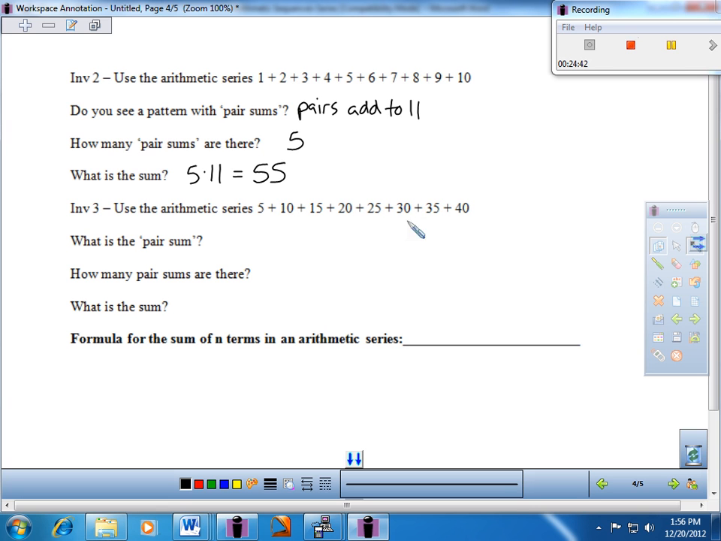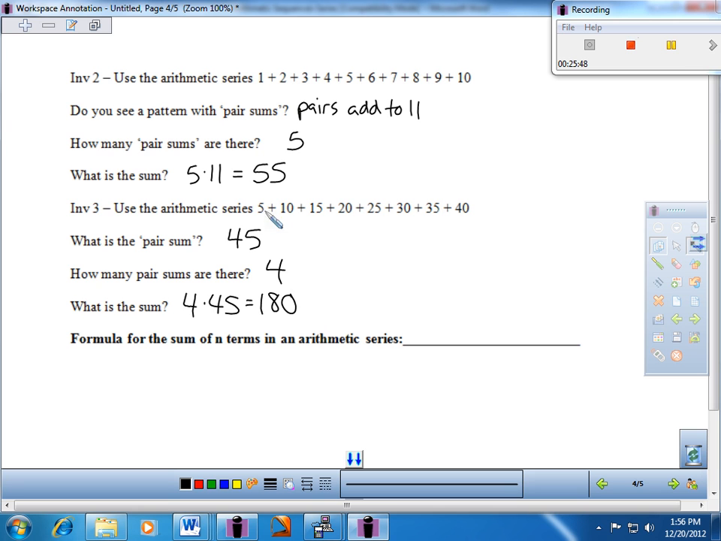5 and 40, 10 and 35, 15 and 25, and then I know there's an odd number here, but that's all right. Although, actually, I'm sorry, I missed it. 5 and 40, there we go, 10 and 35, sorry about that, 15 and 30, and 20 and 25. Finally got that. So it does look like the pair sum is going to be 45. How many pair sums are there? It looks like there are 4 of them. And so I've got 4 45s, and 4 times 45 is 180.